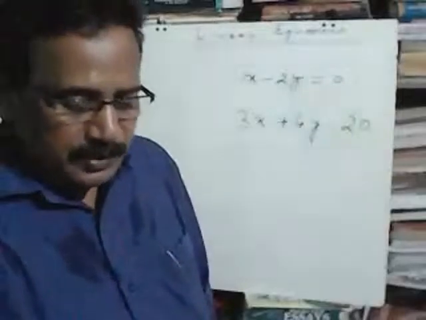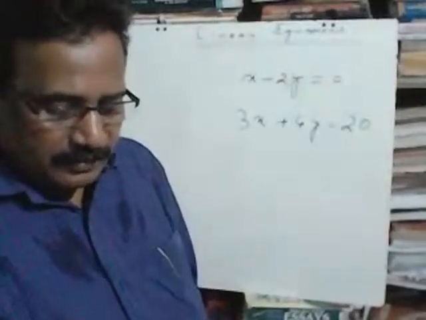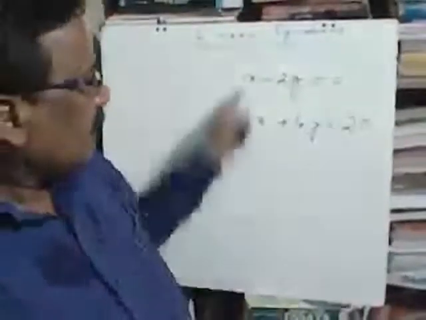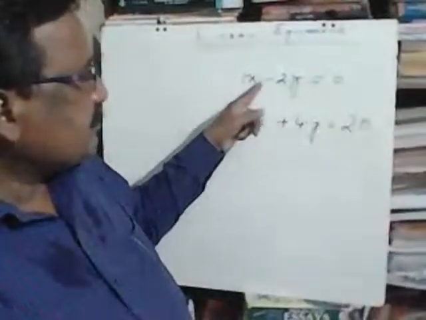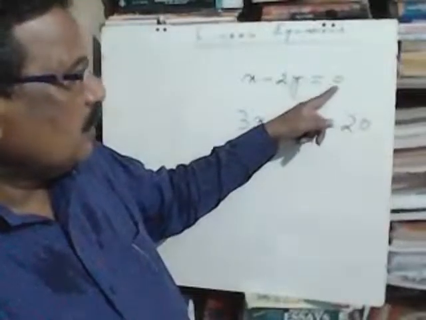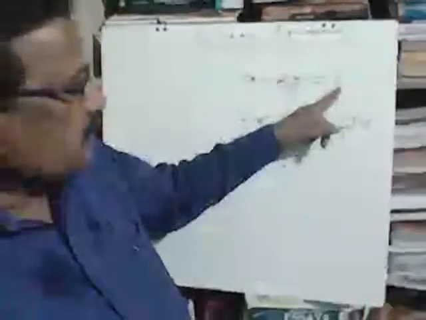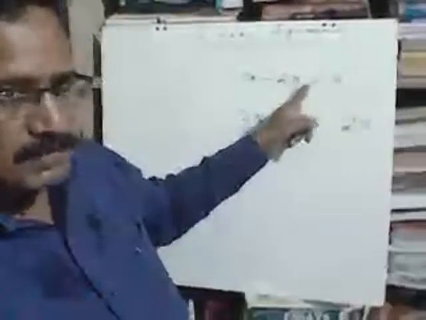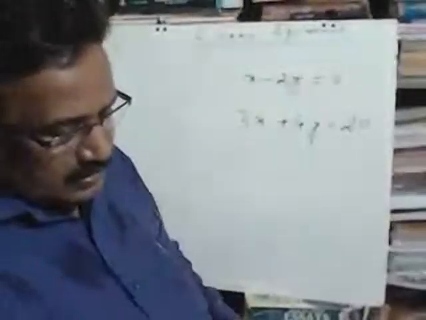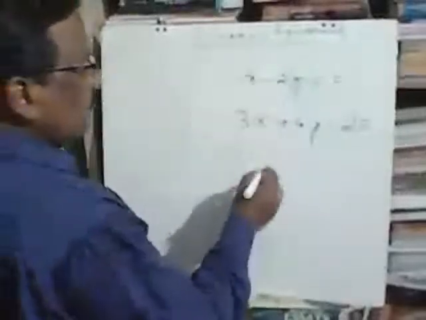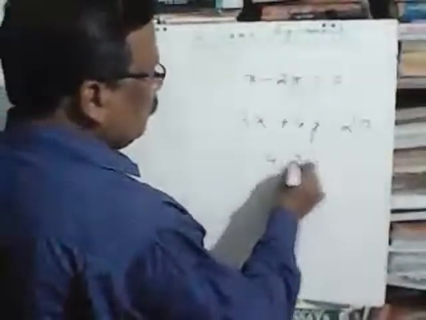Open your book, page 42. See the graph. You observe the two graphs. Graph of this equation, x minus 2y equal to 0, as the constant term is 0, it passes through the origin. And the second line is drawn here. Now, the two lines intersect each other at the point 4, 2. These two lines meet each other at the point 4, 2.